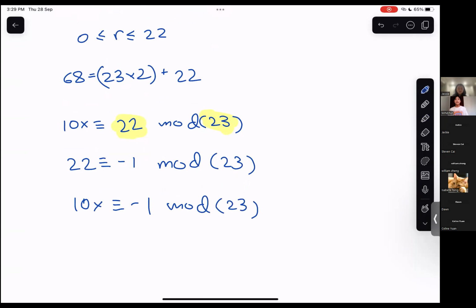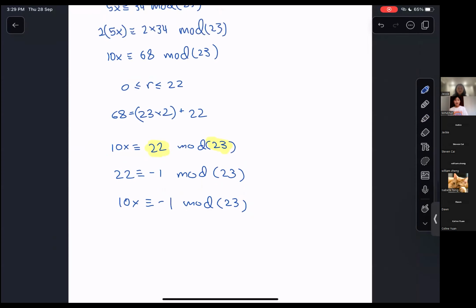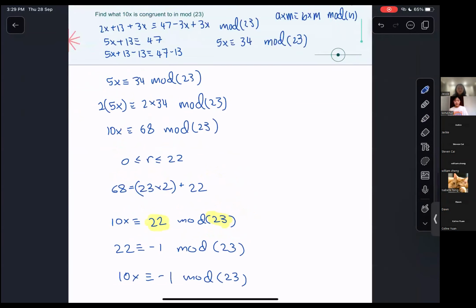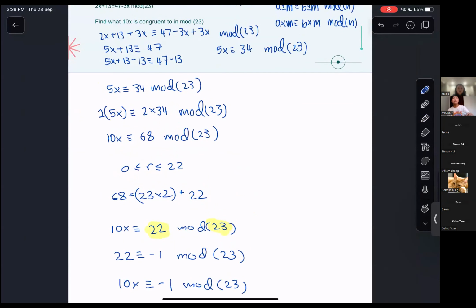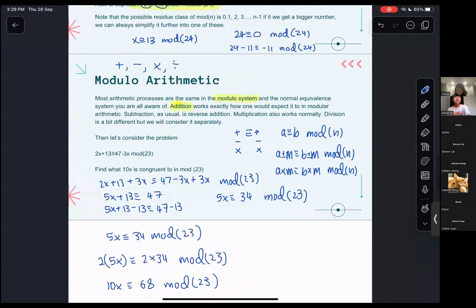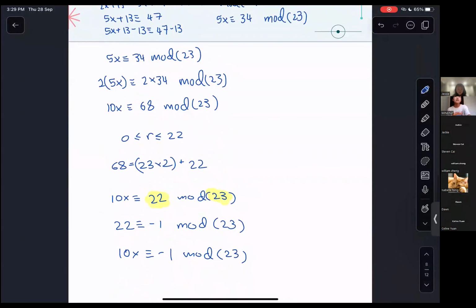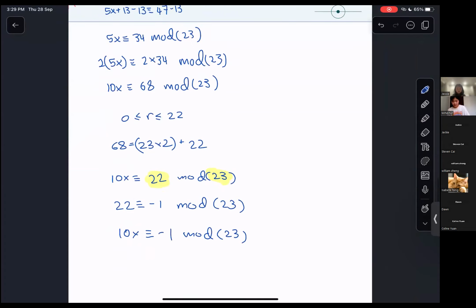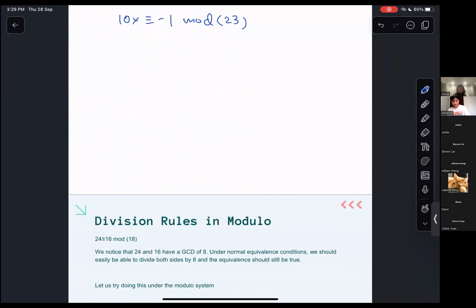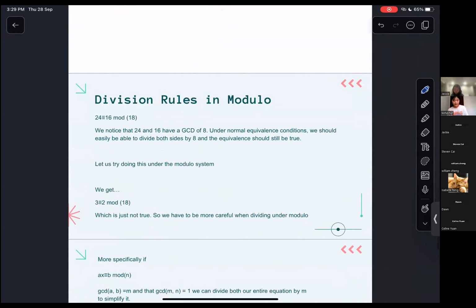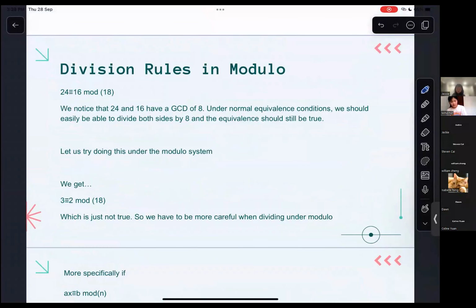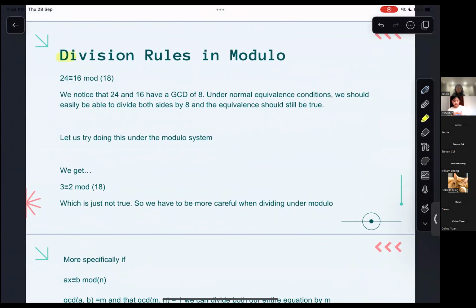And that's basically how you can figure out this question. And that's really good. Cool. So just remember, don't be intimidated by the congruence sign. For basic processes, it's all the same, except when you're faced with division, just be a little bit more careful, like we'll talk about later. But the same general rules apply. So now let's think about division rules in modular system.